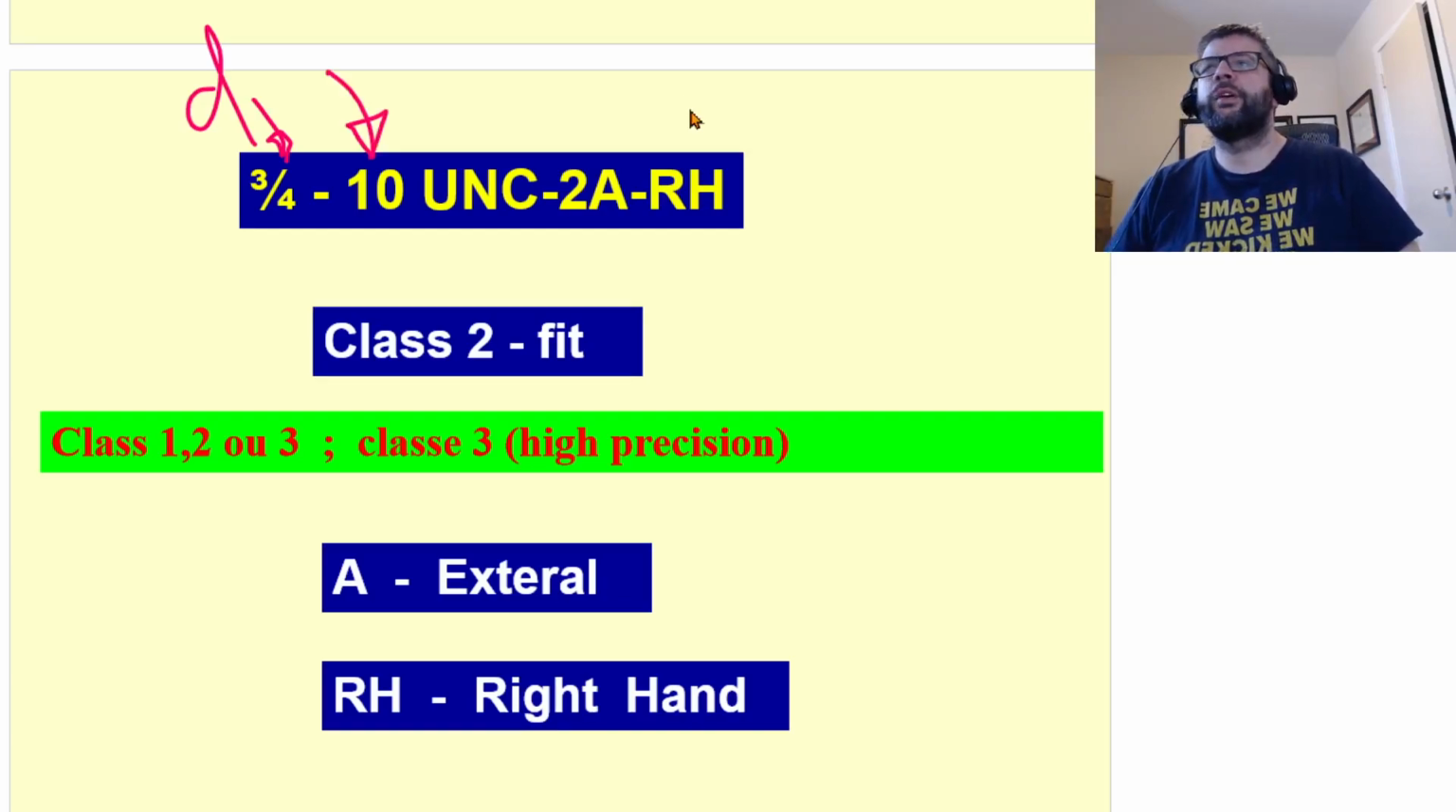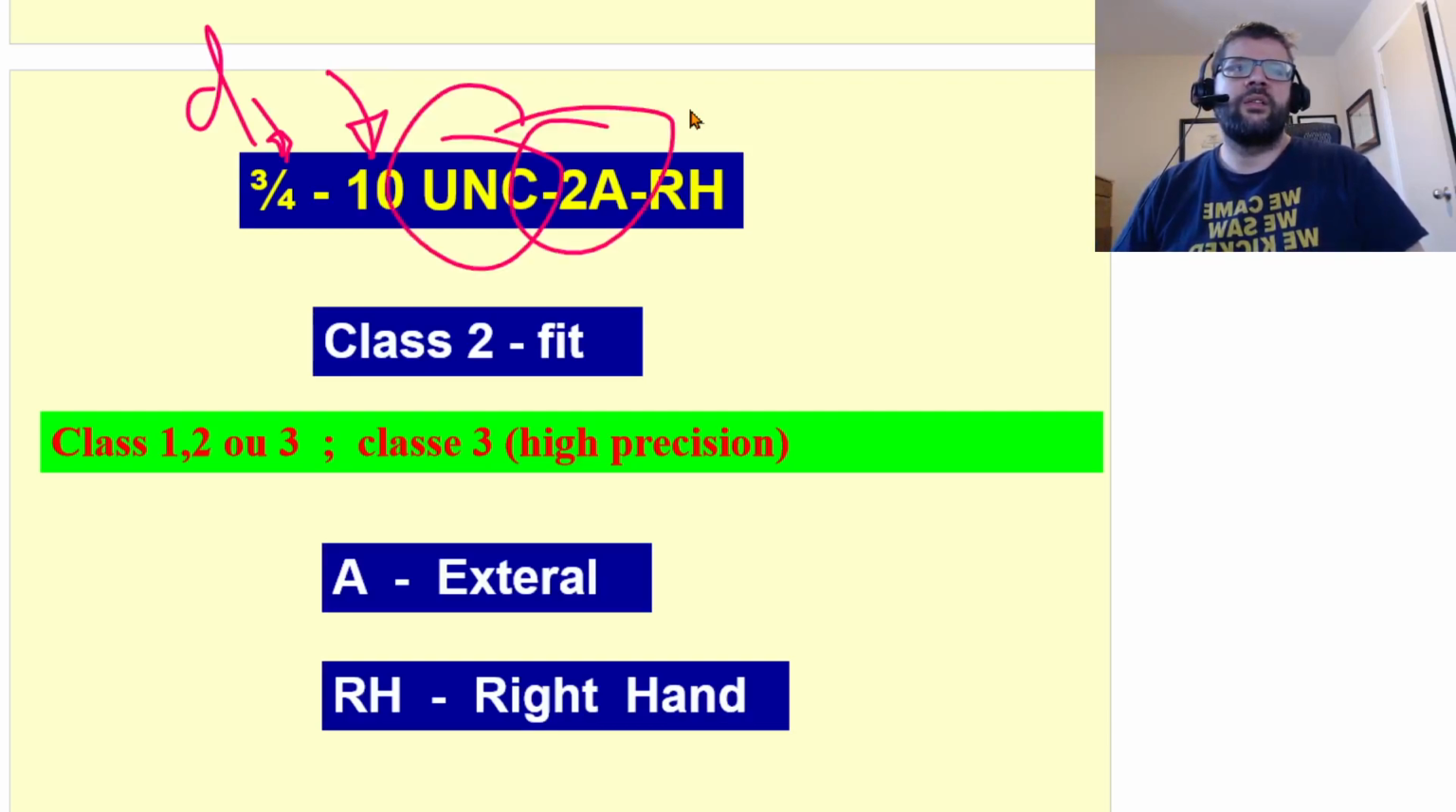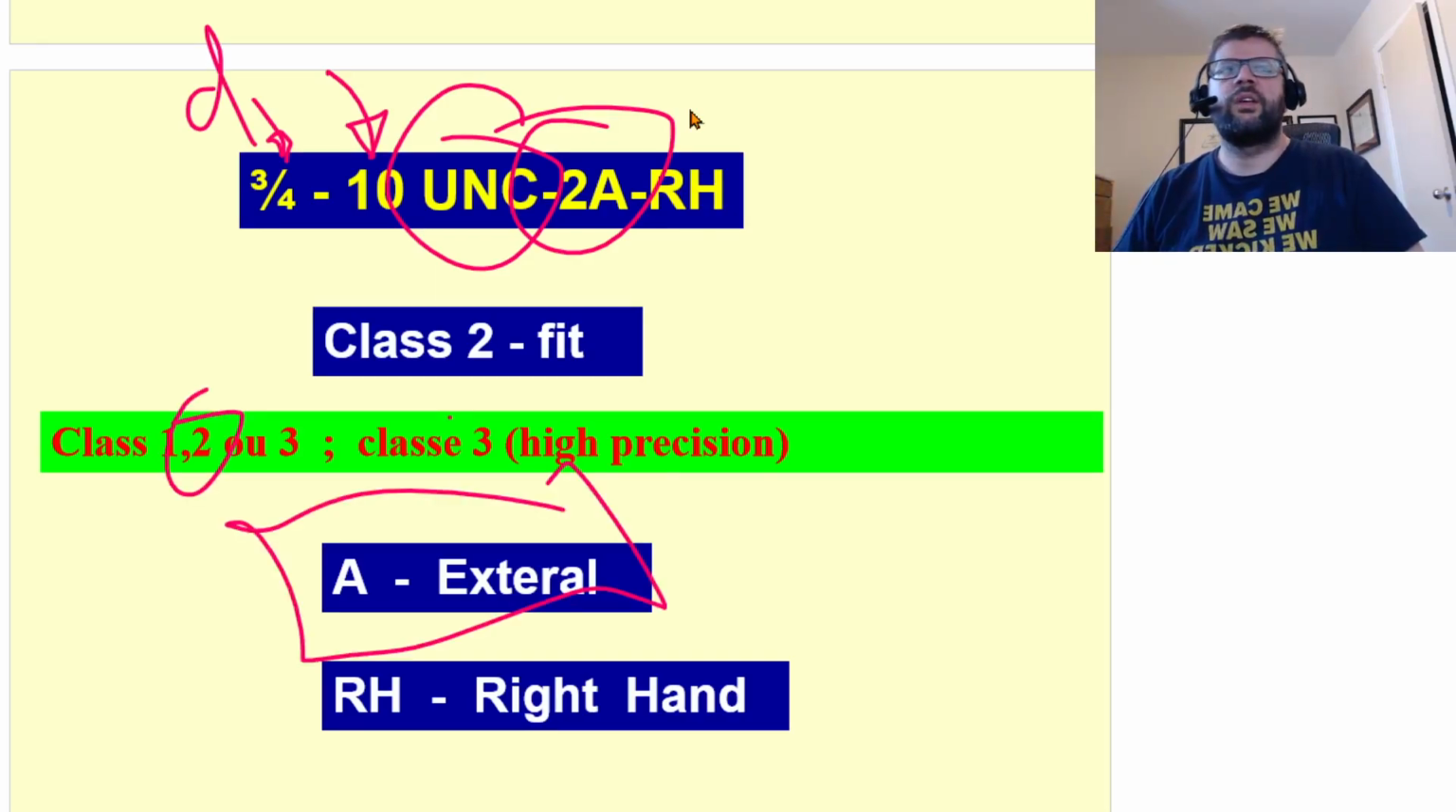10 threads per inch. Unlike the metric system, the UN specification system gives threads per inch, so it's like the inverse of the distance between the threads, versus giving the pitch in diameters. Coarse or fine. Fit type, so high precision, low precision, medium precision. This is the middle one, 2. Then A for external, so again this is a bolt, not a nut. And then right hand.